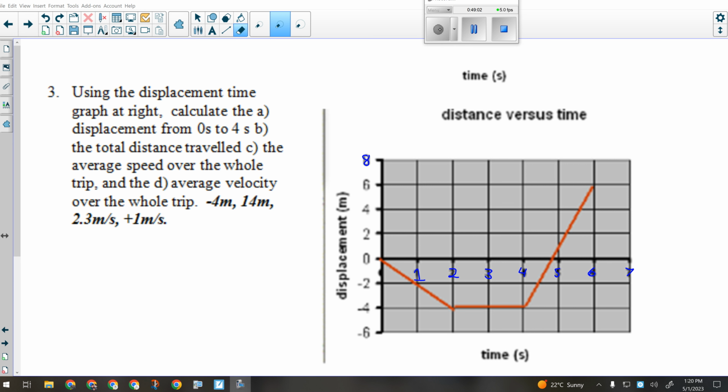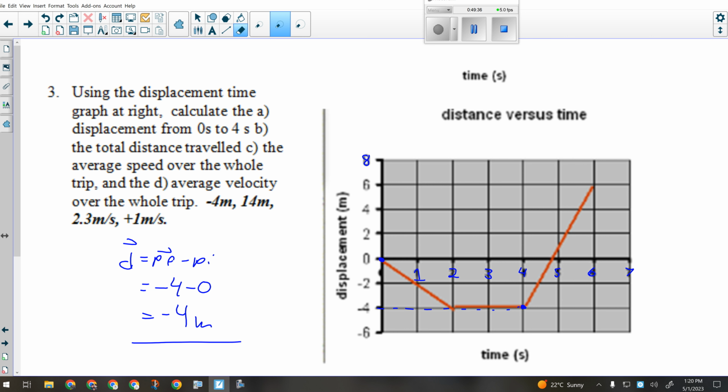All right, so part 1 wants the displacement from 0 seconds to 4 seconds. So that means that this is going to be my final position, and this is going to be my initial position. So to get total displacement from 0 to 4 seconds is final position minus initial position. So we're looking at -4 minus 0, which is -4 meters. Everybody all right with that? Is it okay that that comes up negative? It just means the person walked backwards.